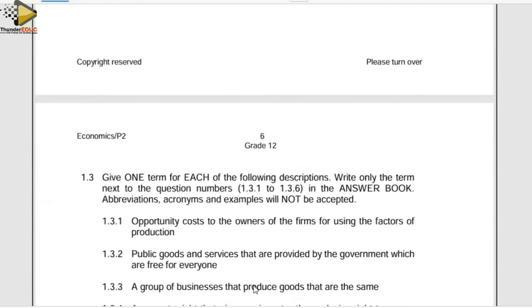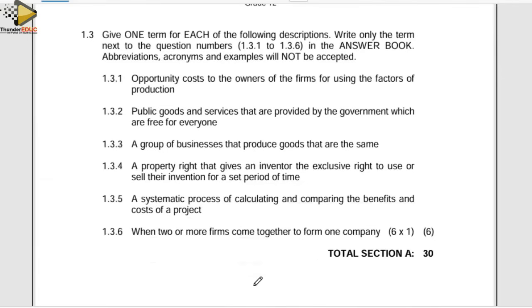We move on to question 1.3. Give one term in each of the following descriptions. Write only the term next to the question number. We want to find a term that matches with the corresponding description. Opportunity costs to the owners of the firm for using the factors of production. That is what we call an implicit cost in economics. Implicit cost.